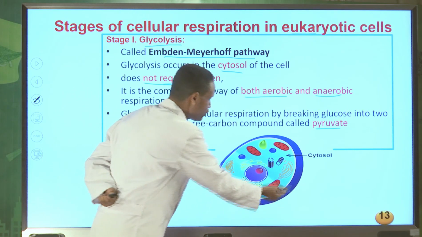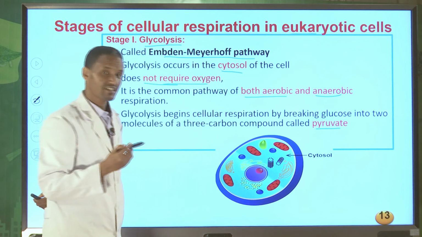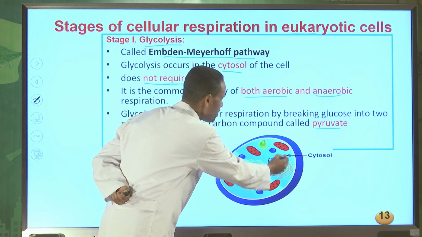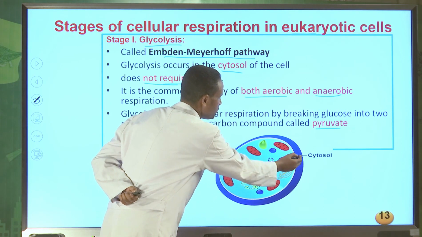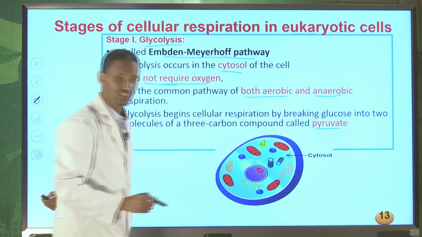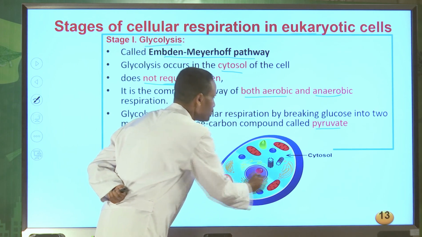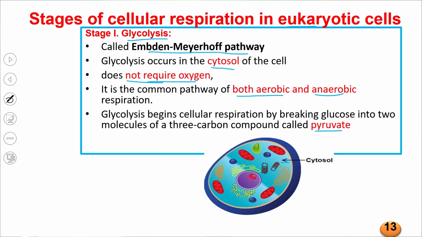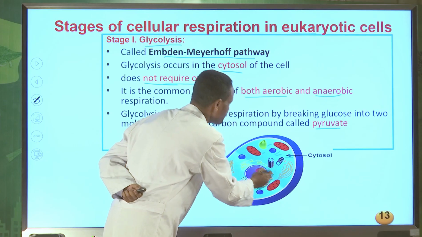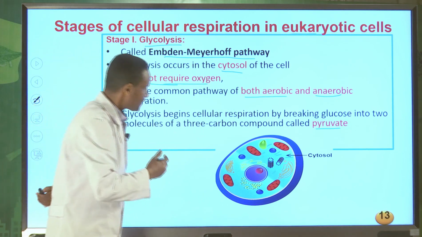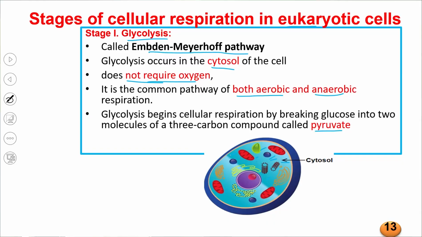Here, this shows the cellular structure of eukaryotic cells. You know, a eukaryotic cell has 2 main parts: the cytosol, which is a fluid-filled portion, and it is also filled by different membrane-bounded organelles. The first stage of cellular respiration, glycolysis, starts in the cytosol of the cell. But the other organelles, such as mitochondria, are used in other stages of cellular respiration.